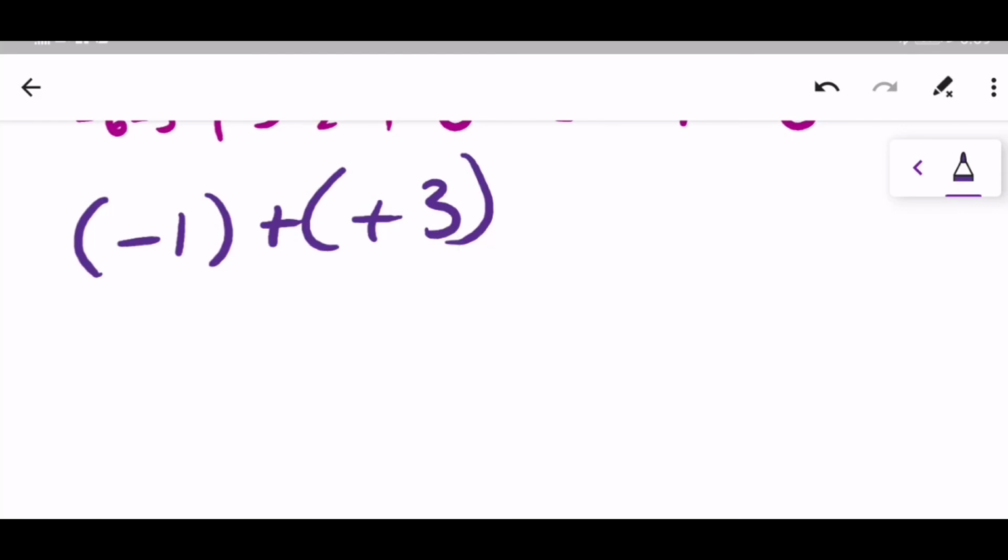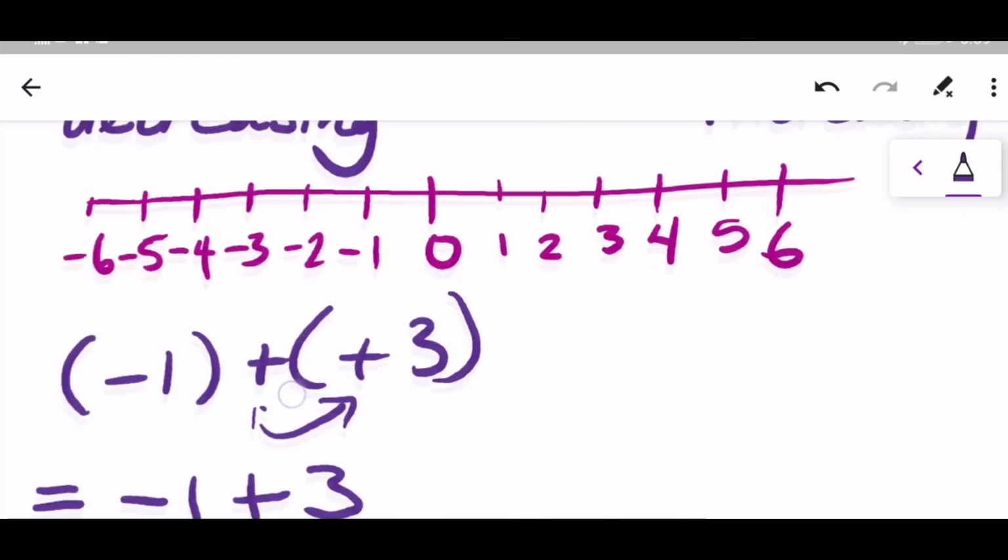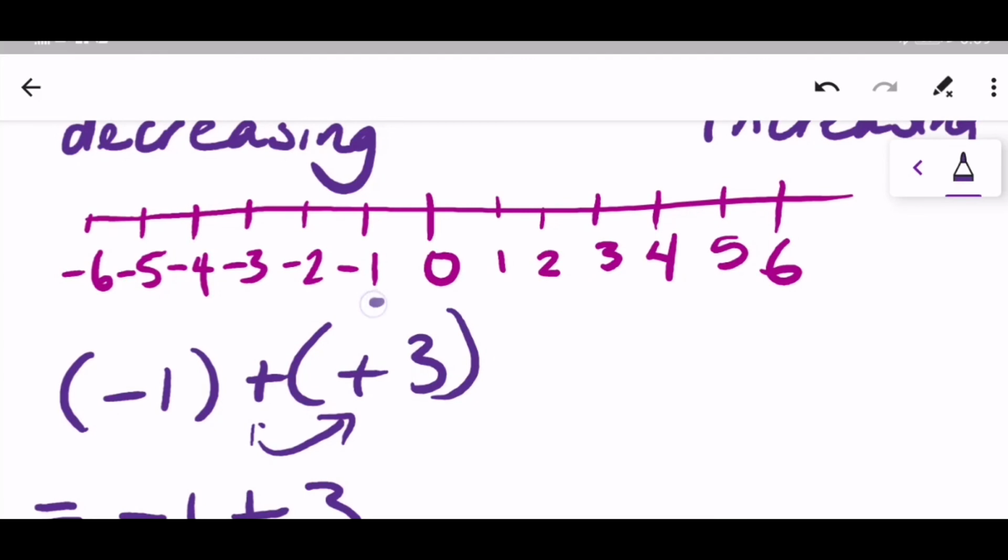Alright, last one before you try. We're going to have negative 1 plus positive 3. Now, 2 positives are here, and 2 positives together will give you a positive. Remember, when the signs are the same, your result is positive. So you're starting from negative 1 and adding 3 to it, so we go to the right 3 times. 1, 2, 3. So our answer there is 2.